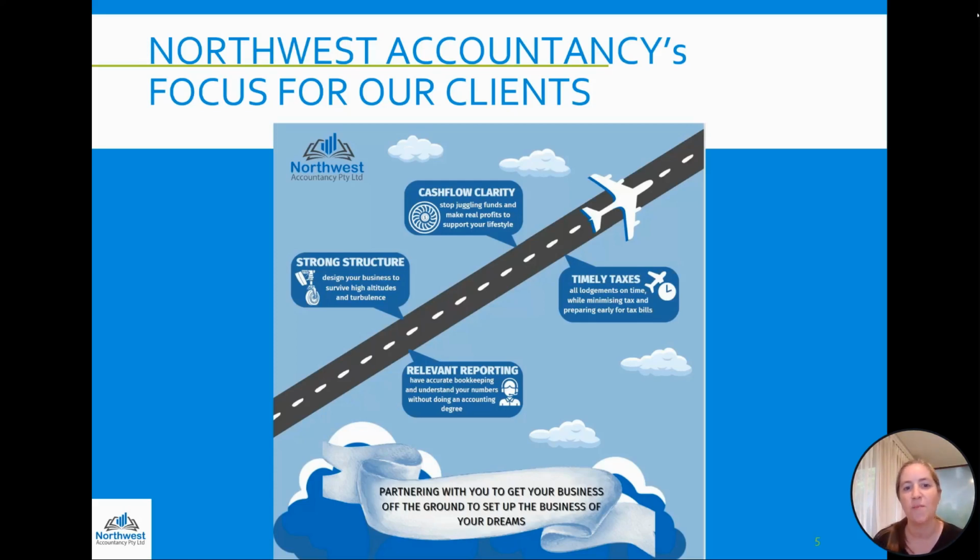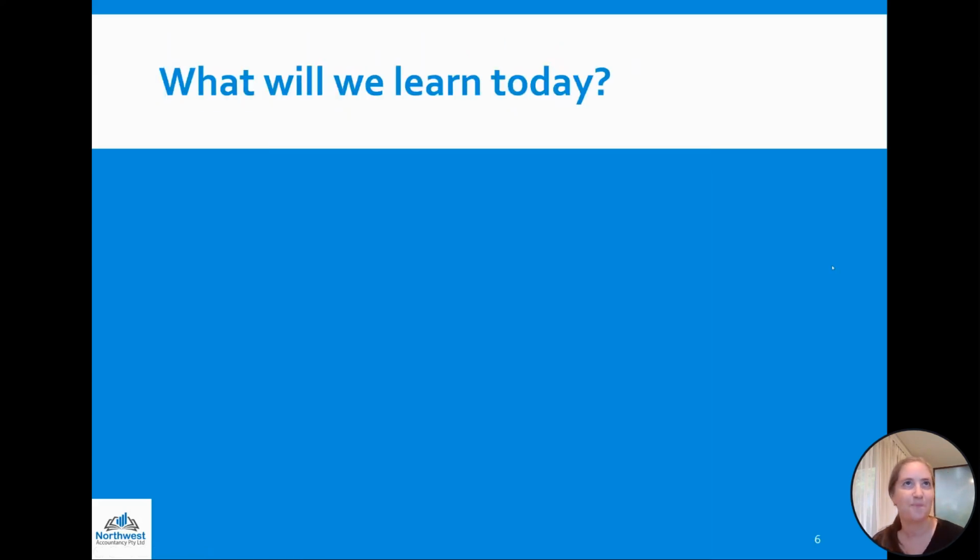Cash flow clarity. So we talk about how you can manage your money. Make sure that your taxes are lodged on time, and minimize your tax and prepare early for tax bills. So that's the whole point of today's session. Relevant reporting. So in business, making sure your books are up to date, but also personally, making sure you know what you can claim so that you can bring that to tax time. And then structuring your life and yourself so that everything works, even when you can't work. So those are the 4 areas that we help our clients. And yes, we do personal taxes, and we also do business taxes as well.